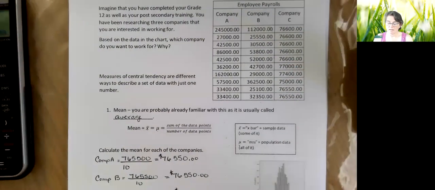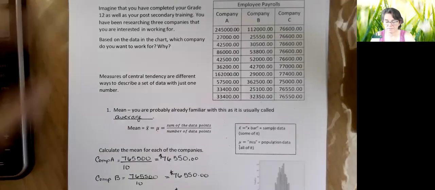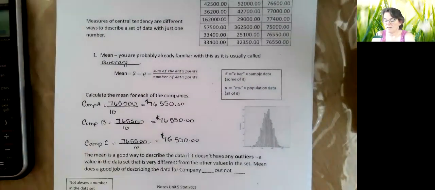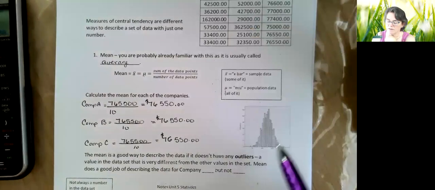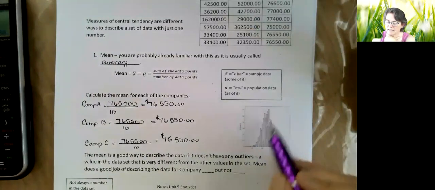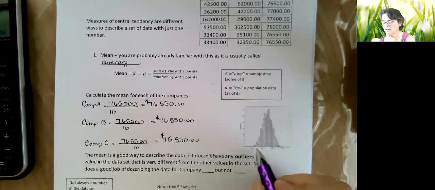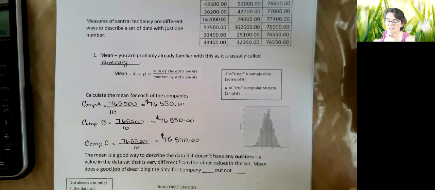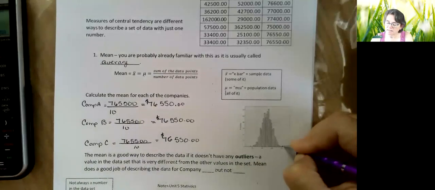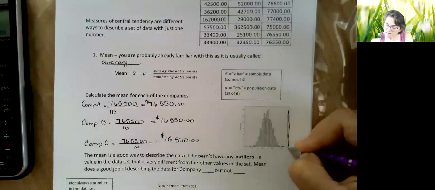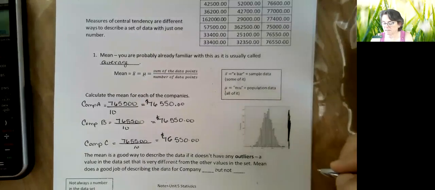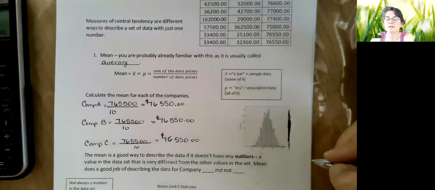So the mean is a good way to describe the data if it doesn't have any outliers. An outlier is a value in the data that is very different from the other values. If you plotted all this on a graph and it came out kind of symmetrical, with some low numbers and some high numbers, it's going to do a good job. But if your data suddenly has a bunch of data way out here, then the mean isn't going to be a good example, right?